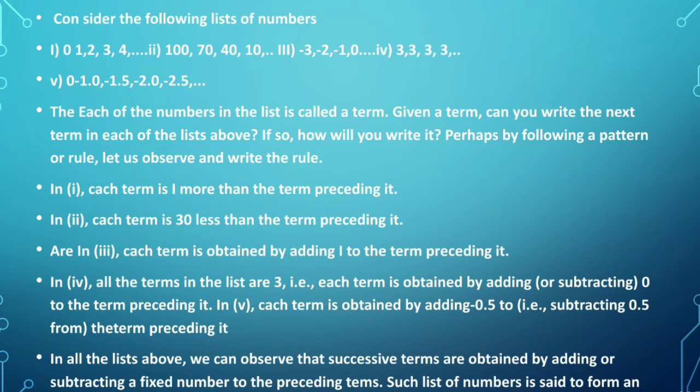Each of the numbers in the list is called a term. Given a term, can you write the next terms in each of the lists above? If so, how will you write it? Perhaps by following a pattern or rule. Let us observe and write the rule.